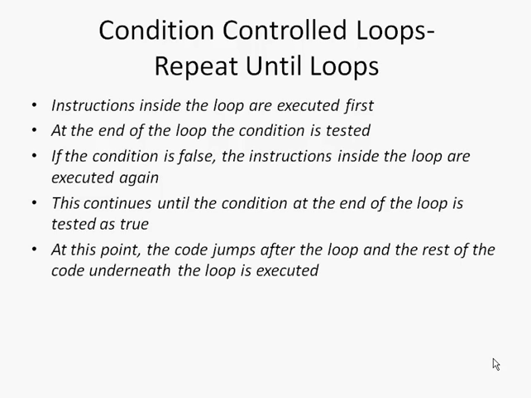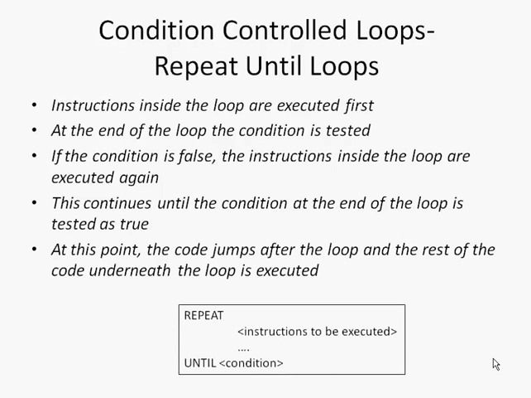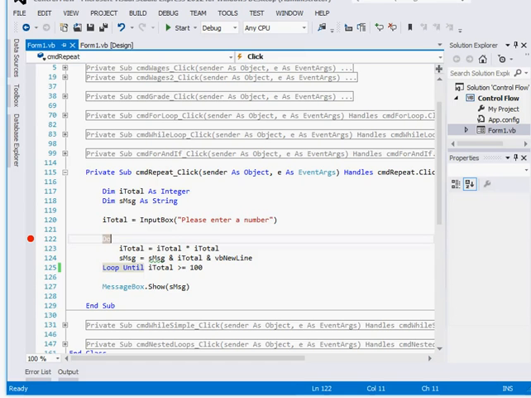So the check happens at the end of the loop, and it's back to front really compared to the while loop. Not just because the check is done at the end of the loop, but because we're looking for a condition to be false for the loop to continue, and once the condition is true, the loop ends. So there's the construct. Check comes at the end after instructions have been executed. So let's see this one in action.